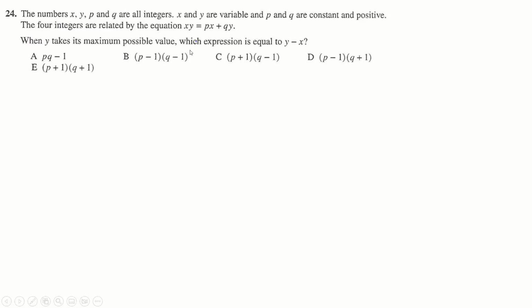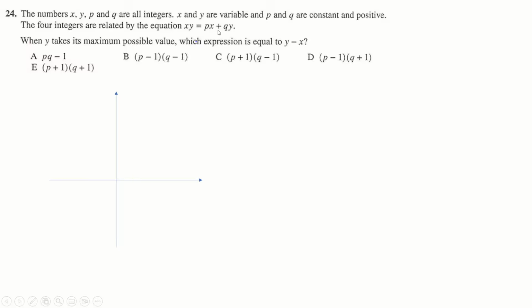As soon as I read this question, it piqued my interest because I've never seen a question like it. And it's fun when I see questions that I haven't seen before, because I have to figure out actually what to do rather than just remember similar things that I've seen. So, okay, what did I do here? Well, it's talking about a maximum, when y takes maximum possible value.